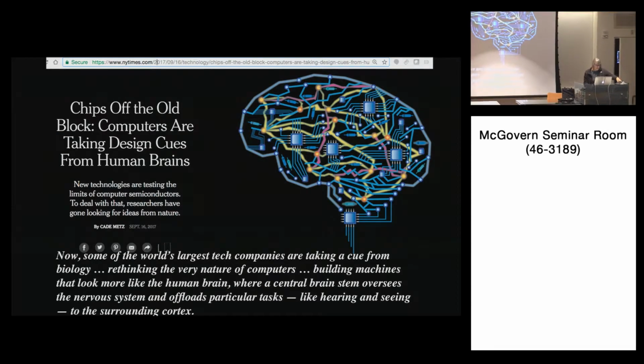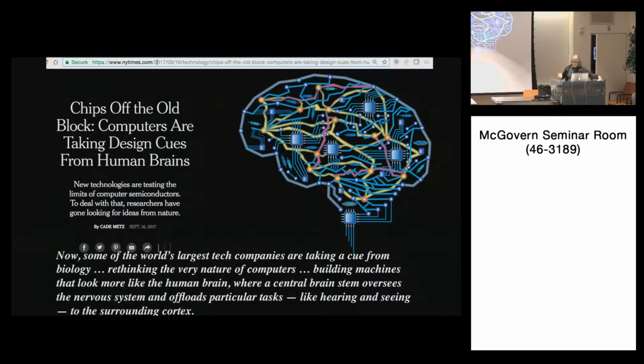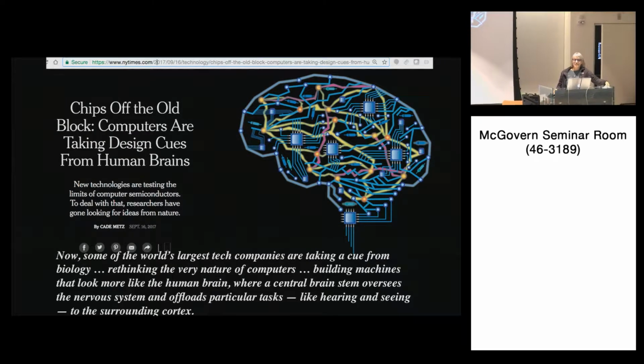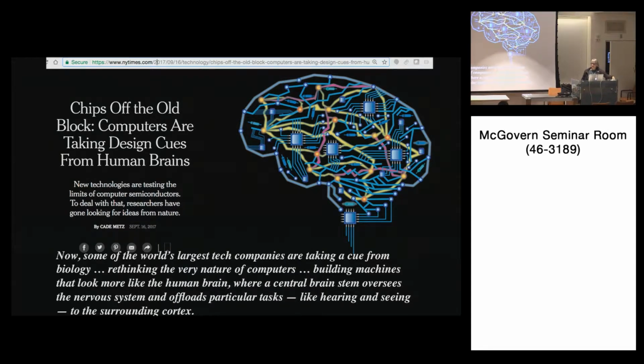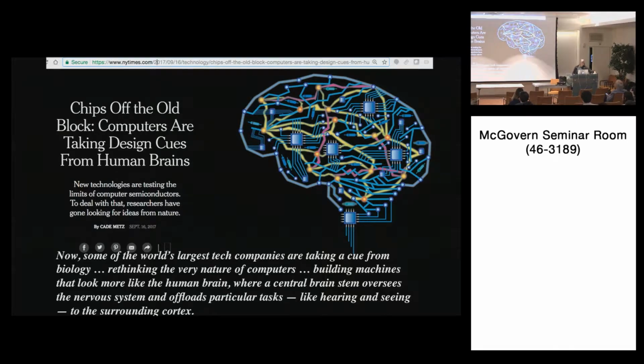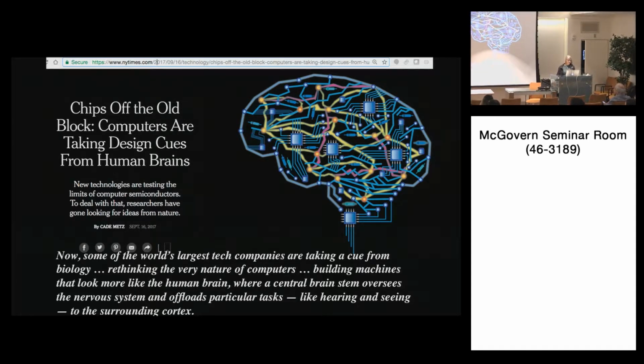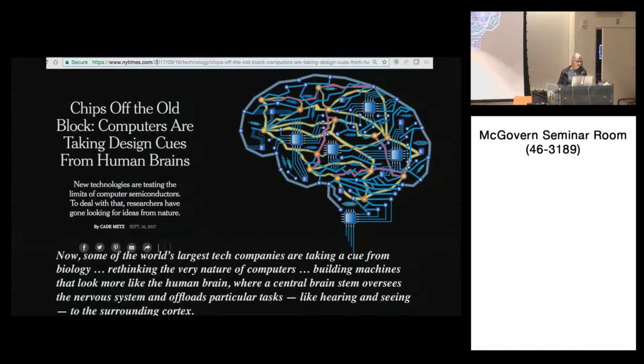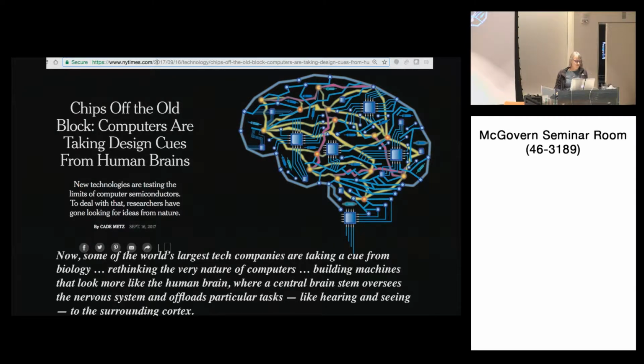So that's a perspective from neuroscience. This is a screen grab I took of an article that came out in the New York Times a month ago. Most of you computer scientists here will be able to evaluate the claims in this article better than I can, but I found it particularly interesting and relevant for the topic of today. They argue that some of the world's largest tech companies are taking a cue from biology. They're rethinking the very nature of computers, building machines that look more like the human brain, where a central brainstem oversees the nervous system and offloads particular tasks like hearing and seeing to the surrounding cortex.